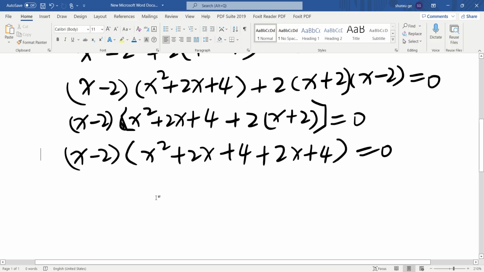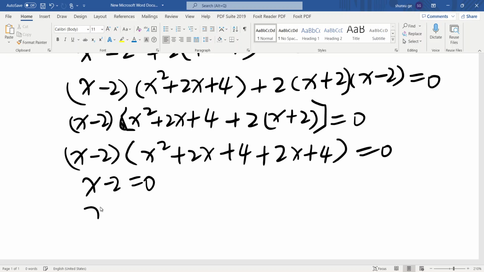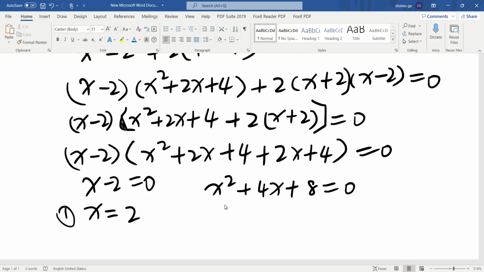Okay, now we want to find the solution, so because they equal 0, and in this parenthesis is 0, this part and this part also should be 0. So here x minus 2 equals 0, x equals 2, this is one solution. And here 2x squared, 2x together, 4 plus 4x, 4 plus 4, 8 equals 0.